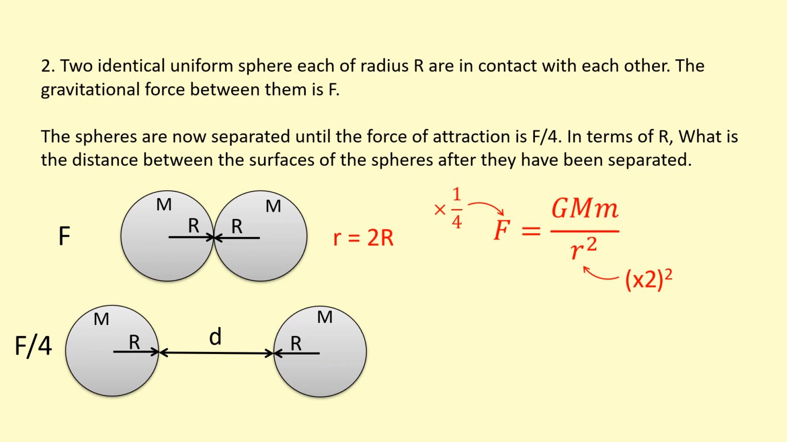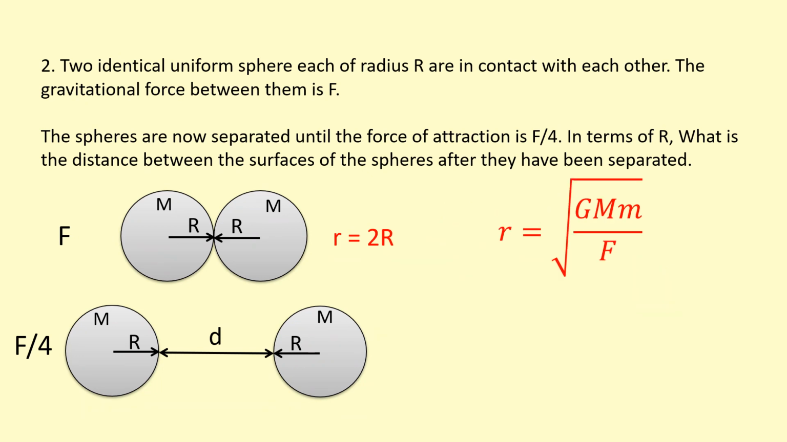Another way to think about this is let's just make r the subject of the equation. So bring r to the other side, up to the top, and bring the F down and square root it. So we get this equation. And now, again, just ignore the G and the M's and everything. We want the force to be a quarter. A quarter is at the bottom, so it comes to the top, actually becomes times 4. You can think of that whole thing as being multiplied by 4.